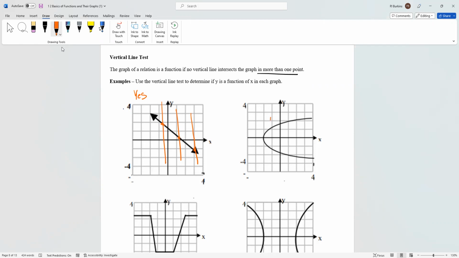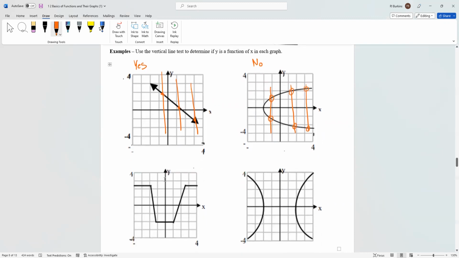However, over here, if I draw a vertical line, notice I touch at 2 points for each one of these vertical lines. And I just need one of these to happen. It doesn't have to be every single one, but in this case, every single vertical line touches the graph in 2 places. This is not a function. Okay.